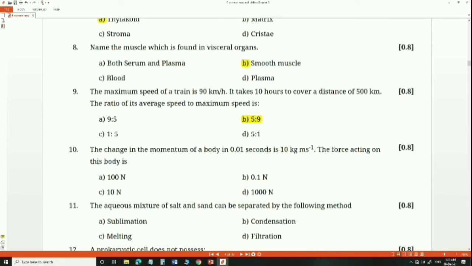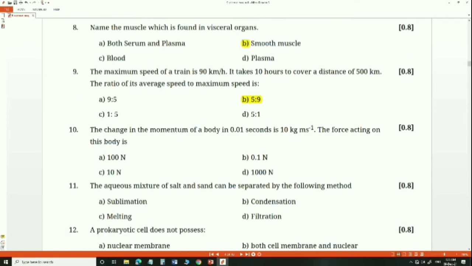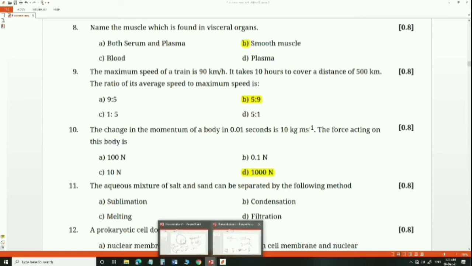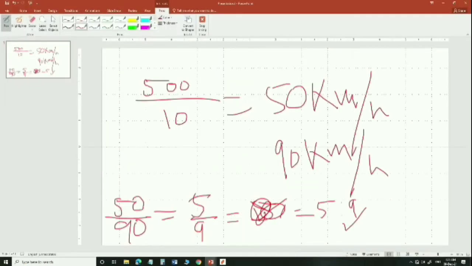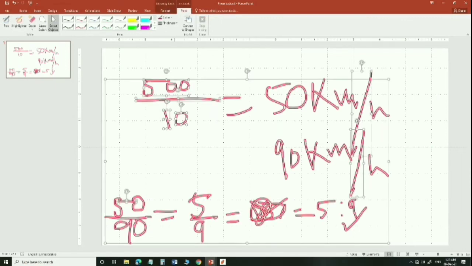10th question. The change in the momentum of a body in 0.01 seconds is 10 kg meter per second. The force acting on this body is, the true answer is 1000 Newton. Now, what is the solution? We have to solve.